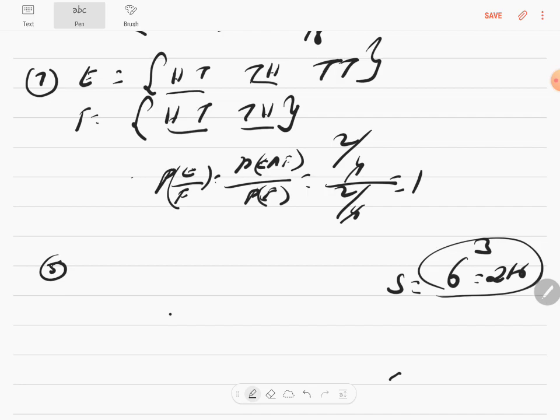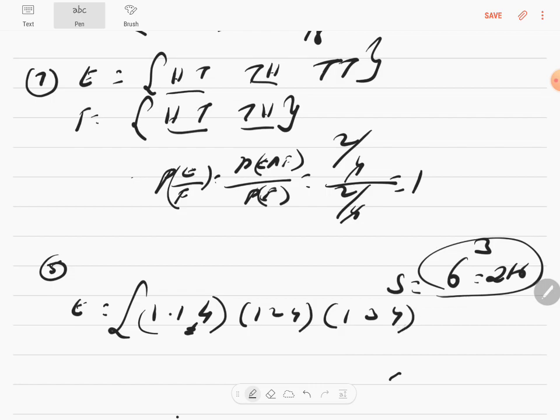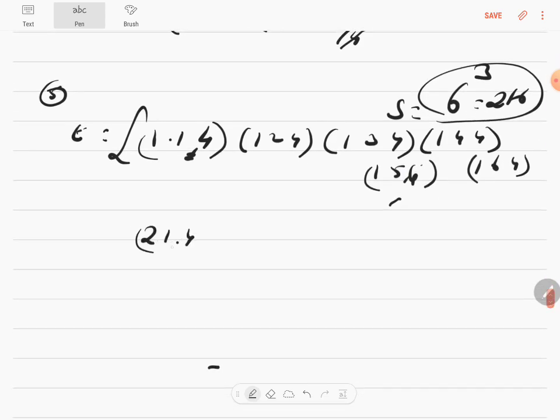4 appears on the 3rd toss. That means 4 can appear on the first 2 also, but it appears on the 3rd toss. So it can be 1, 1, 4. Correct? 1, 2, 4. 1, 3, 4. 1, 4, 4. 1, 5, 4. 1, 6, 4. Then I can start with 2, 1, 4.